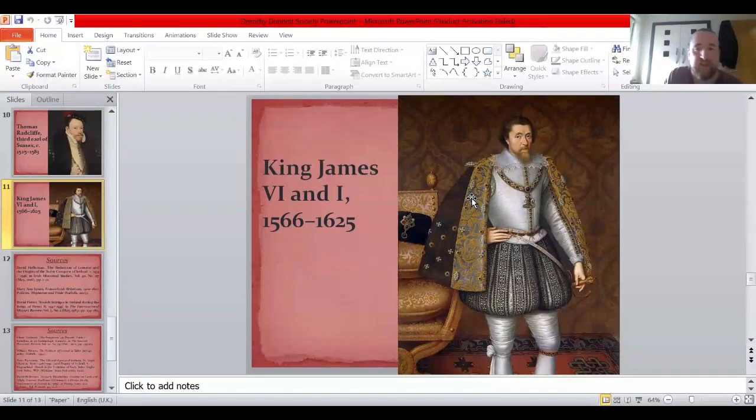So the MacDonalds are accepted as a presence in northeast Ulster, and eventually they are granted the title of Earls of Antrim. And then there's a huge influx of other Scottish settlers. So people like James Hamilton, Hugh Montgomery, who acquire a lot of land at knockdown rates in East Ulster directly after the war.